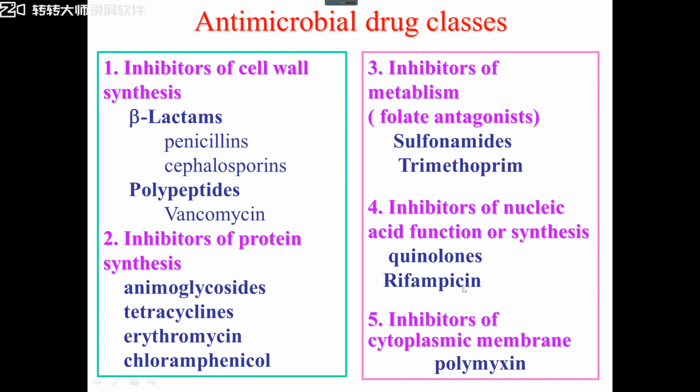Next class, we will study different antibiotics. So next class, we will study penicillins and cephalosporins. And then we will study aminoglycosides, and then tetracyclines and erythromycins, their pharmacological effects, clinical uses, and adverse reactions. Okay, class is over. See you next time.